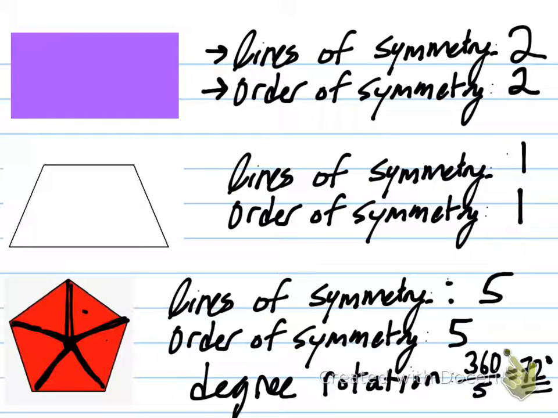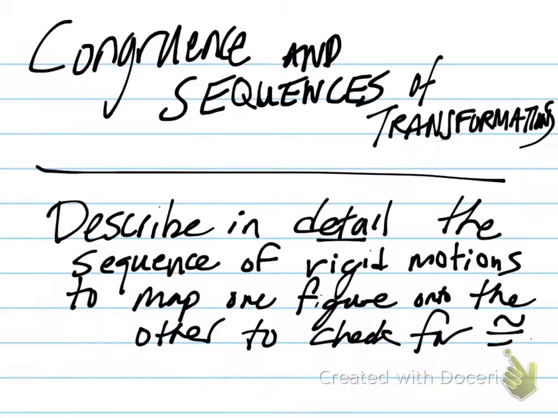Alright, so there's some basics there of symmetry, reflectional and rotational. Our last topic today deals with congruence. So how can you tell two shapes are identical?